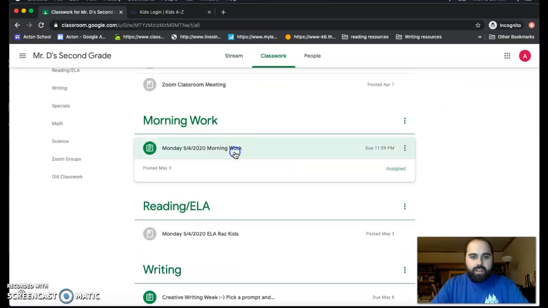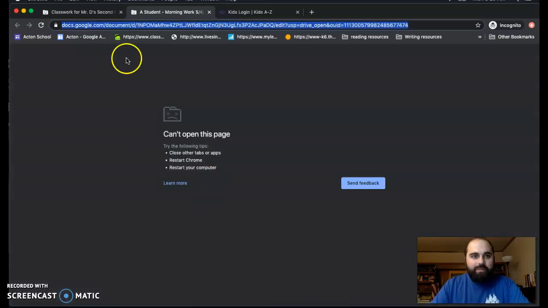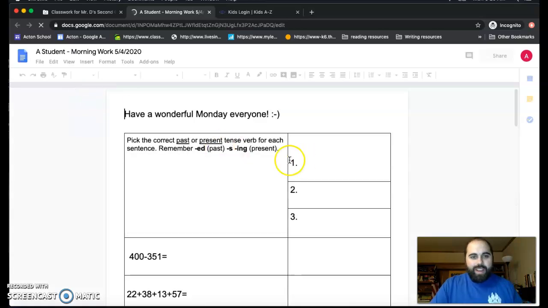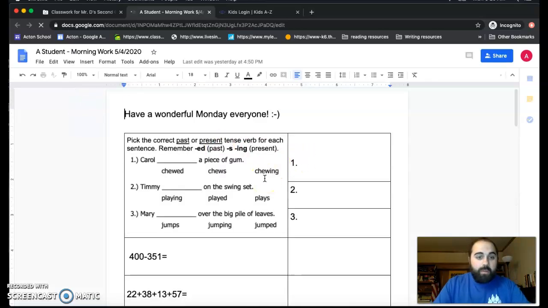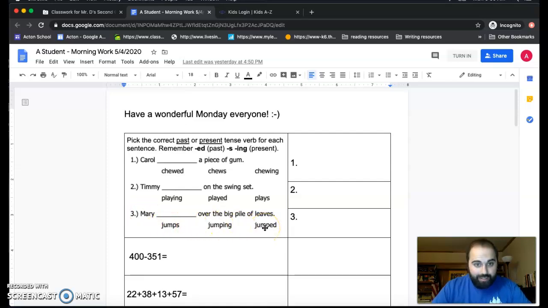In here. All right. Oh no, shouldn't do that. Try it again. There we go. All right. First off, we're going to be working with past and present tense verbs. And remember, it is past tense when it ends in ed. And it is present tense if it ends in s or ing, means that you're currently doing it or you're going to. So for each sentence, you need to pick the correct verb underneath that fits well with the sentence.